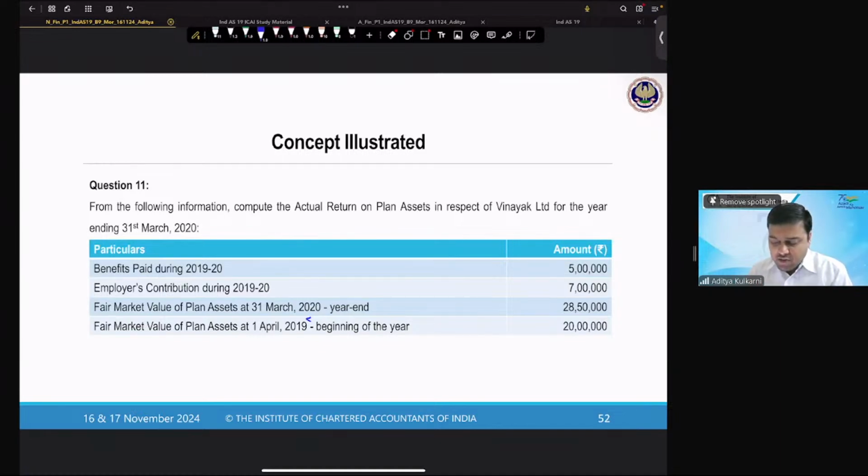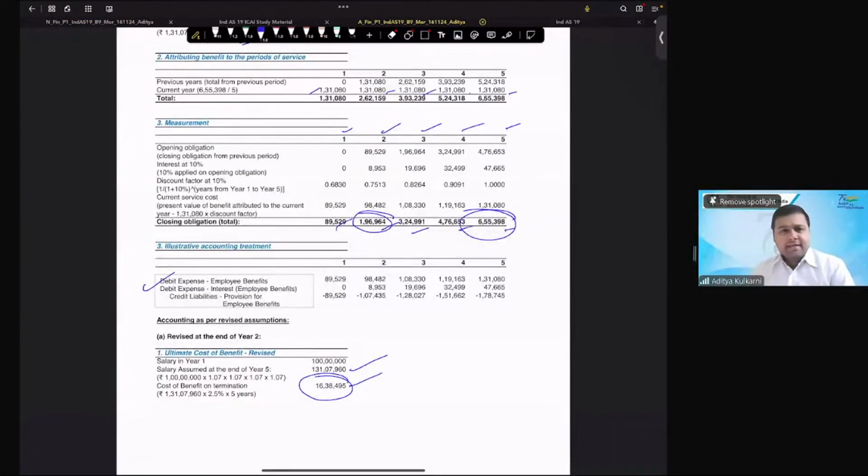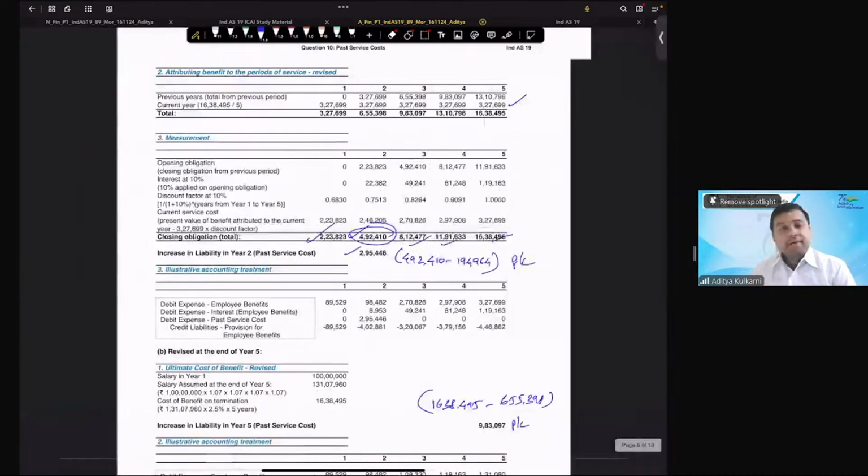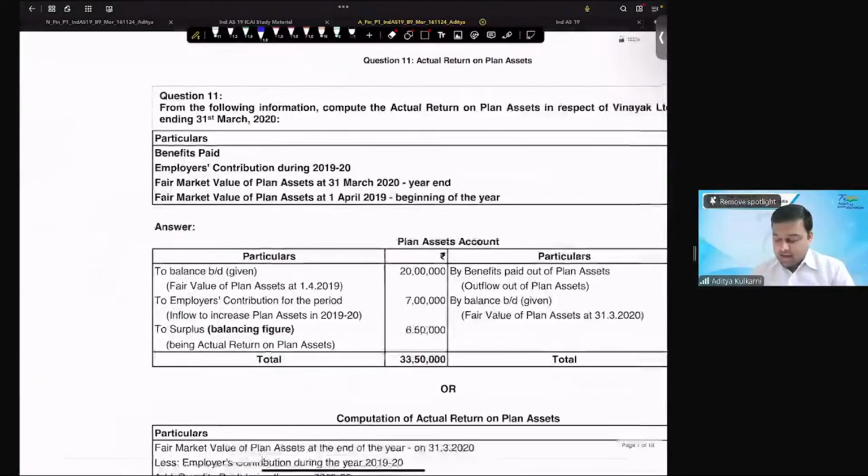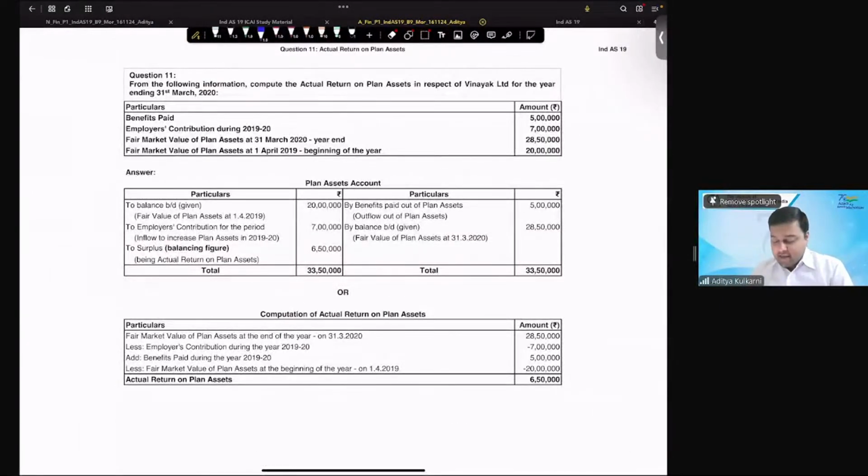So coming to the working, very simple. Okay, bologe sir ye bhi aata hai kya? This is just an introductory session. An introductory question. Opening balance 20 lakhs, closing balance 28 lakh 50.